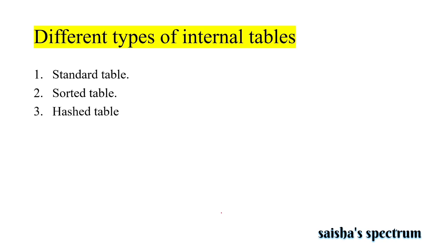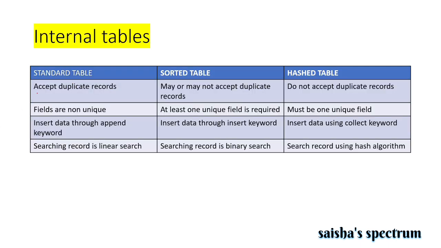So we have three different types of internal tables: standard table, sorted internal table and hashed internal table. So let us see the difference between all of them.